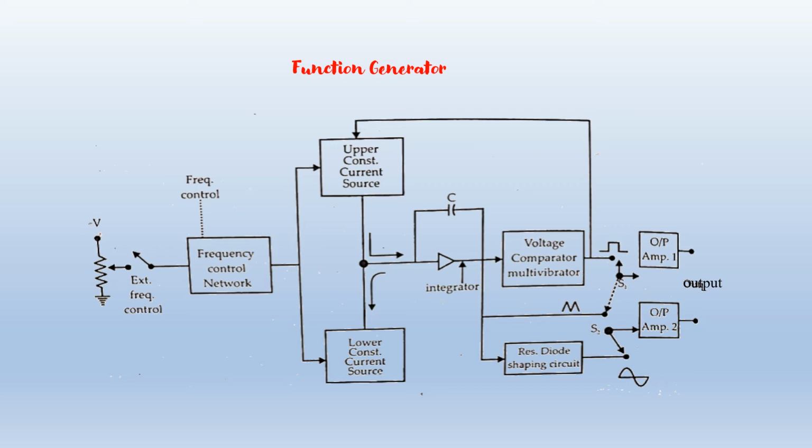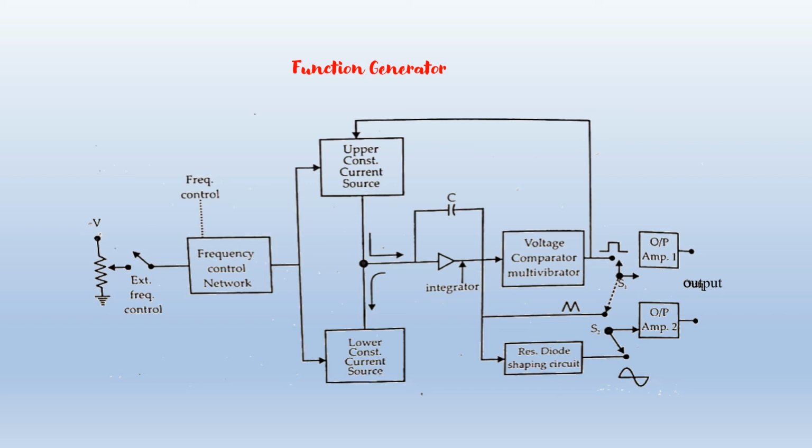So let us discuss the explanation of this block diagram of function generator. The upper current source supplies a constant current to the integrator whose output increases linearly with time. The output voltage is given as Vo equals, it is an integrator, so minus 1 upon C times the integral of current with respect to time.